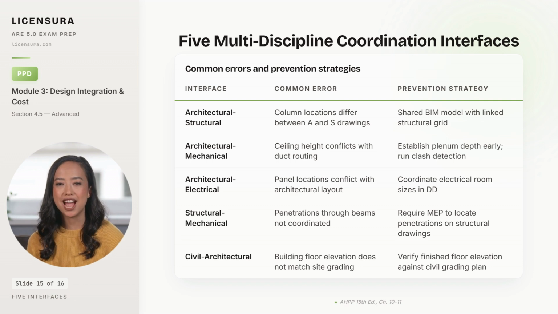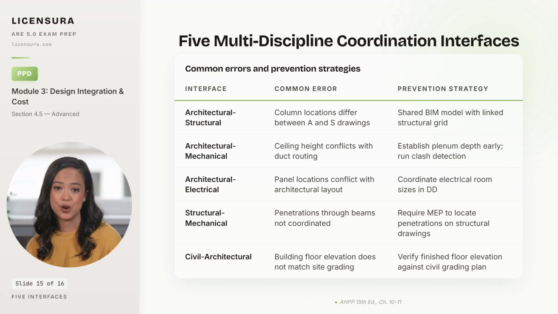Structural mechanical coordination breaks down when MEP penetrations through beams are not coordinated. The prevention is requiring the MEP engineer to locate penetrations on the structural drawings where the structural engineer can review and approve them. Civil architectural coordination breaks down when the building's finished floor elevation does not match site grading. The prevention is verifying finished floor elevation against the civil grading plan at every phase milestone, because the two disciplines drift apart unless they are checked.